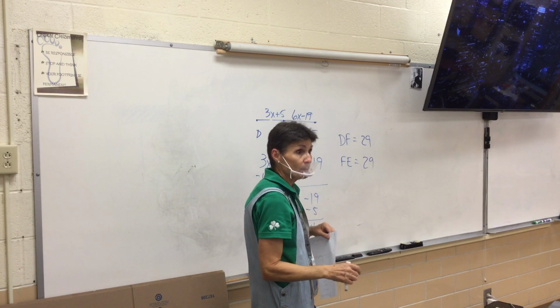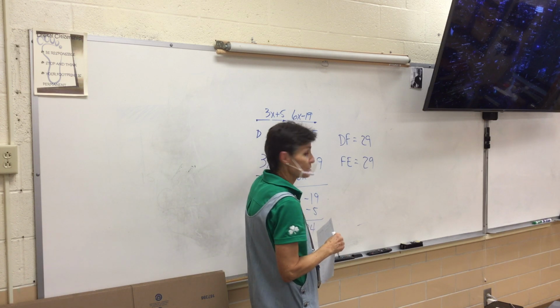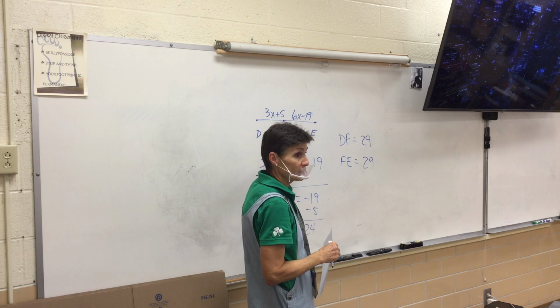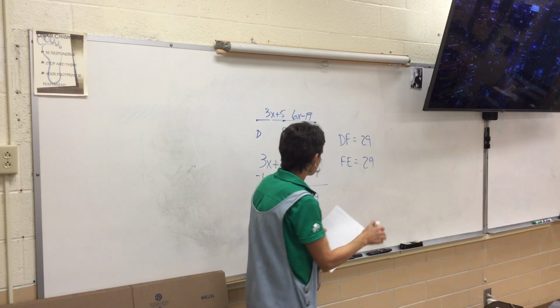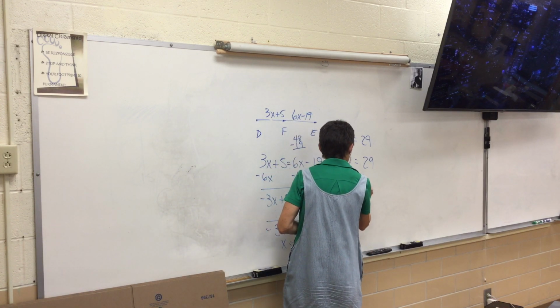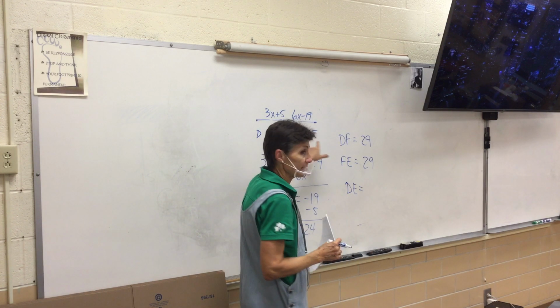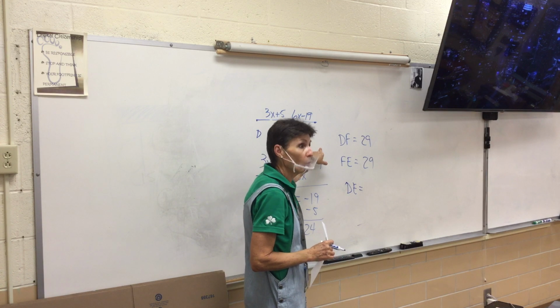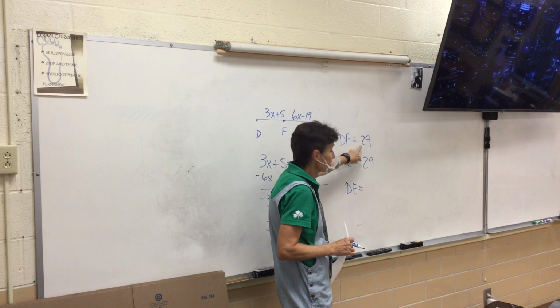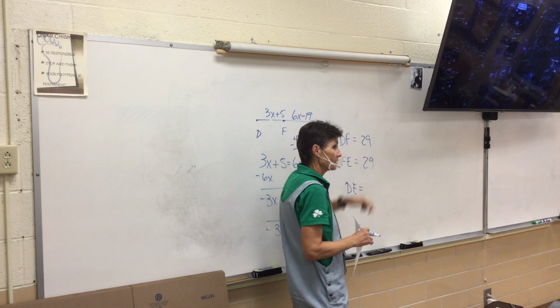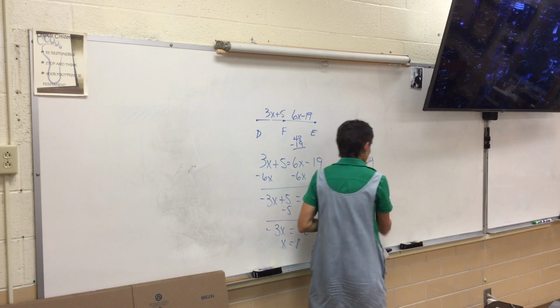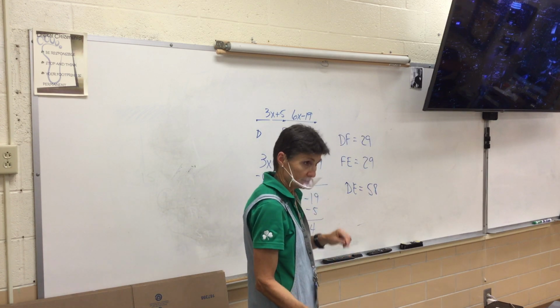Did I expect that to happen? Yes, because if F is the midpoint, didn't you tell me these two equaled? And they do. Then it says find DE. Well, what's DE? The whole thing, which would just be 29 and 29. So 58? Yep, Scout.